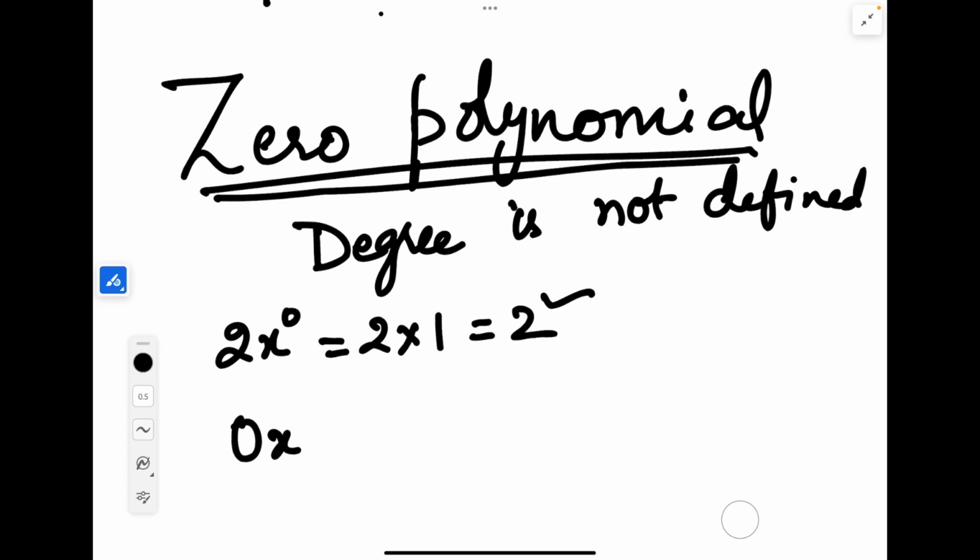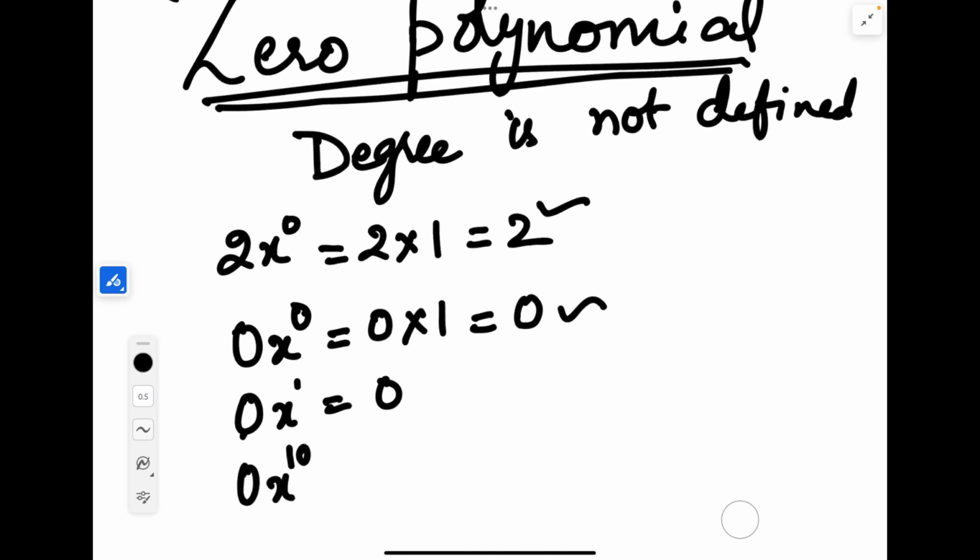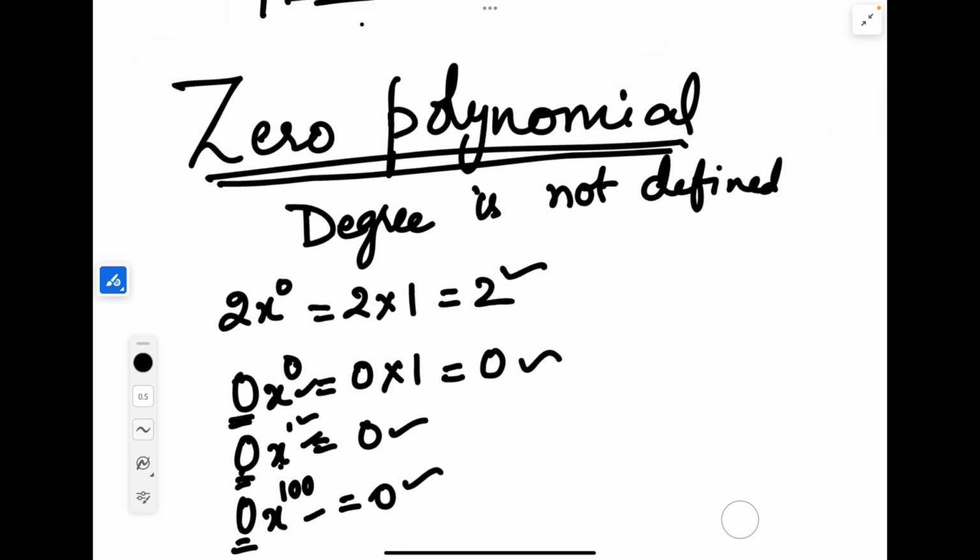If I put x to the power of 0, that means 0 into x to the power of 0 is nothing but 0 into 1, right? 0 into 1 is 0. I am getting back my number 0. 0 into x to the power of 1, that means x. 0 into x is 0. 0 into x to the power of 100, write it, then also it is 0. That means any variable with any exponent you take, if you multiply with 0, you will get back the constant number 0 only. So 0 polynomial is a polynomial whose degree is not defined.